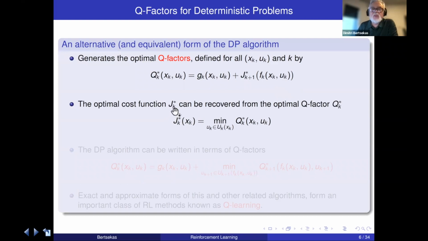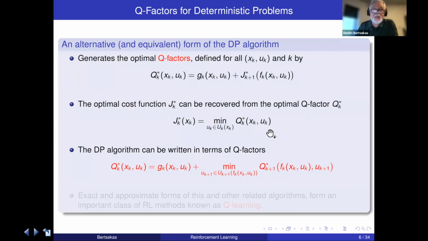And now the optimal cost function, Jk star, can be obtained from the optimal Q factors by this expression. This is just the dynamic programming algorithm, minimum of this expression to obtain Jk star of xk. So now we can write the dynamic programming algorithm in terms of Q factors by combining these two equations. This Q factor here is given by this, and we have to add this, which is the minimum over uk plus 1 of the Q factor at the next stage.